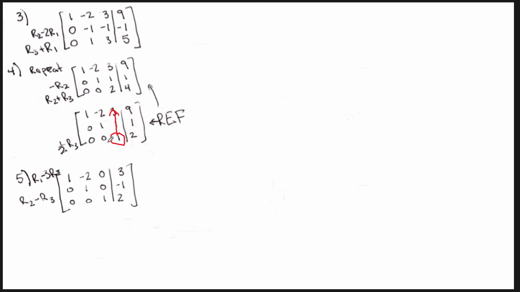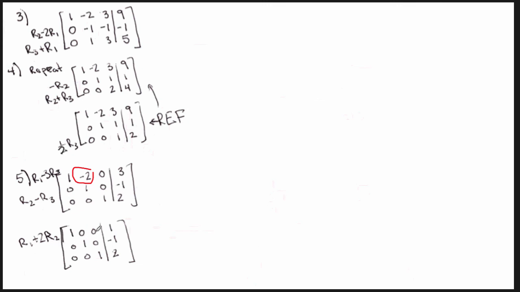So 1 minus 1 is 0, 1 minus 2 is negative 1. Row 1 minus 3 times row 3. So to get this 0, 3 minus 1 is 0. 9 minus 6 is 3. And then I do the same thing. I'm trying to get rid of this. So row 1 plus 2 times row 2.